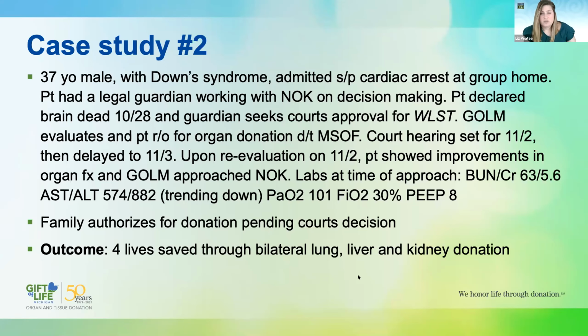We did continue to follow the case, and the court hearing was set on November 2nd and then delayed to November 3rd. We then reevaluated the case on November 2nd, and fortunately there was some improvement in organ function, and we approached next of kin for donation. Labs at the time of approach: creatinine had gone up to 5.6, but he was now making a decent amount of urine. AST came down to 574, ALT 882, and we're oxygenating much better with a PO2 of 101. Family was supportive of donation at that time, pending the court's decision.